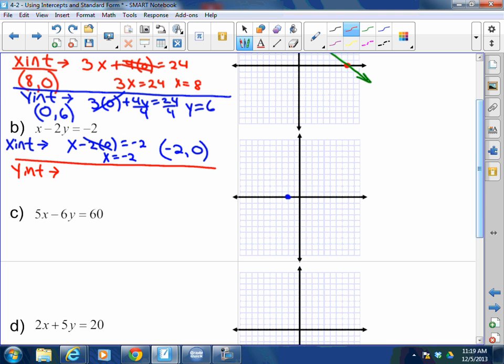Now in red this time, I'm going to go y-intercept. I find my y-intercept by making what 0? So I got 0 minus 2y equals negative 2. The 0 goes bye-bye. Divide by negative 2. Y equals 1. So my y-intercept is 0 comma 1. Right there. I have my x-intercept, I have my y-intercept, connect the dots, and you have a line. Does this make sense, guys?